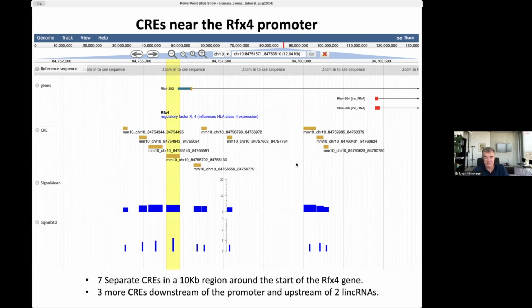We can only guess. And then here you see what is sort of the average activity of these CREs. And here is the variation in the activity. So you see that the one that's at the promoter, it's also the most variable one. Okay. And this one correlated very, very well with the motif activity of RFX4. So we can feel fairly confident that the motif activity is driven here by RFX4.